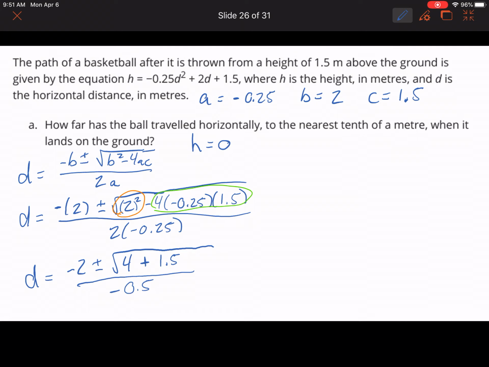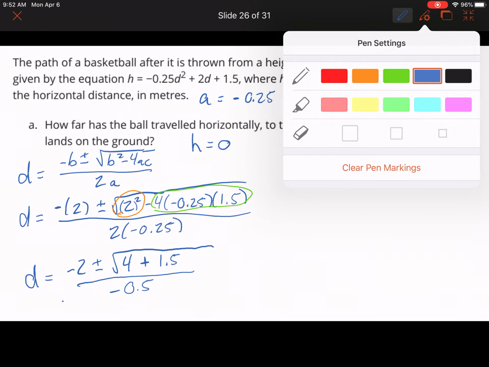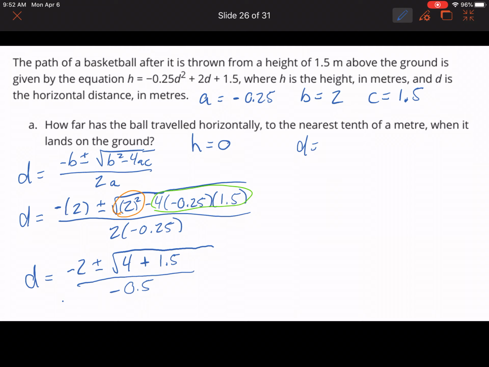Try and fit one more down here. So we end up with -2 plus or minus the square root of 5.5 all over -0.5. So really we've got two of these.